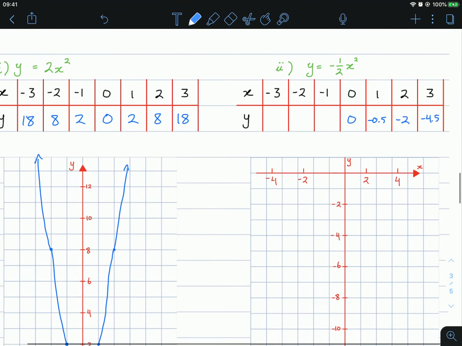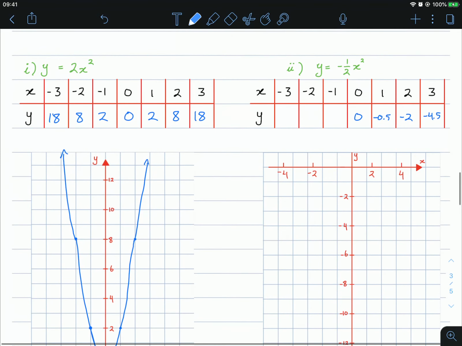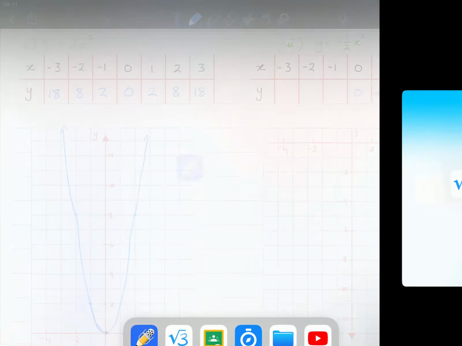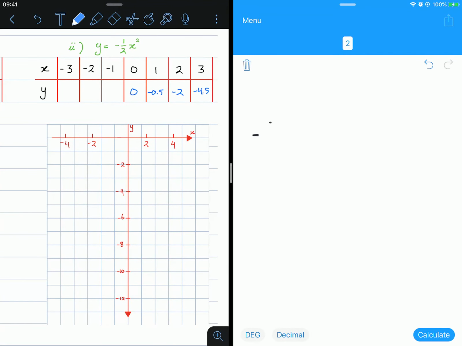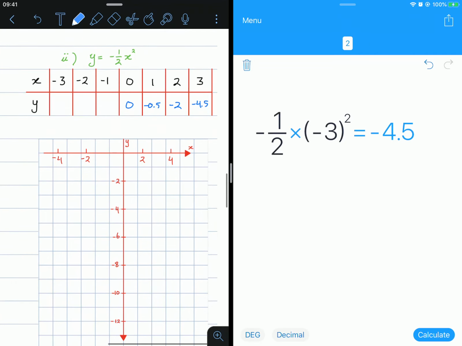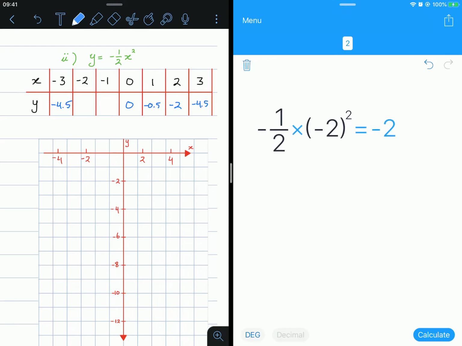Repeating the same process for this. Let's try graph these out. Be very mindful with the values that you are substituting in. So here we go. -half bracket -3 squared, -4.5. Since we have this, we can just erase the 3, putting 2 in, get -2, substituting -1, -0.5.